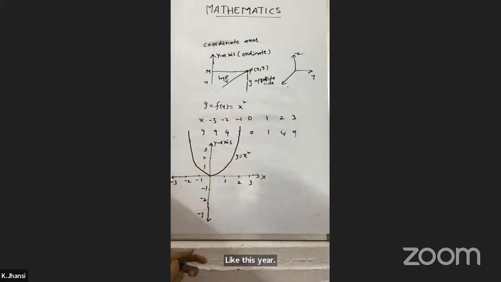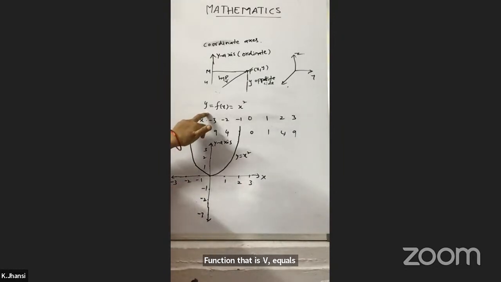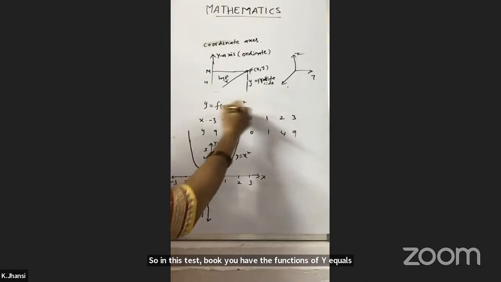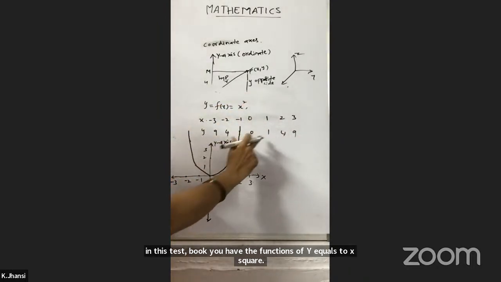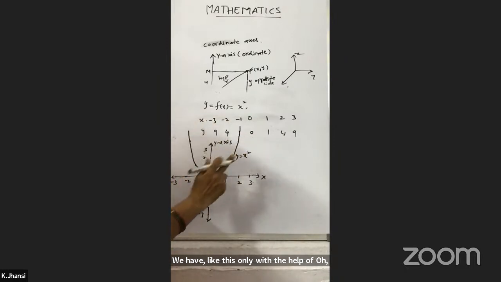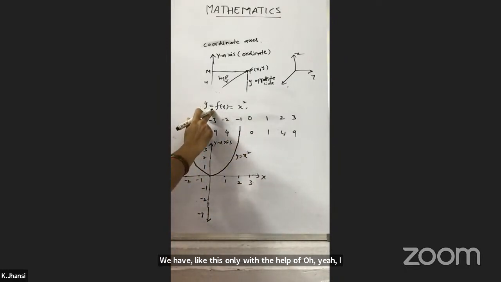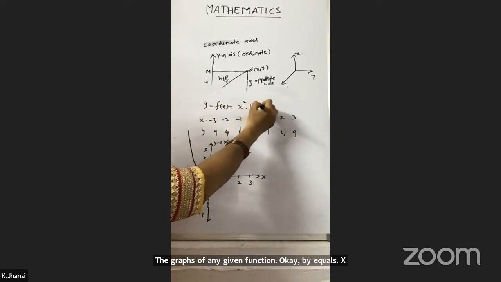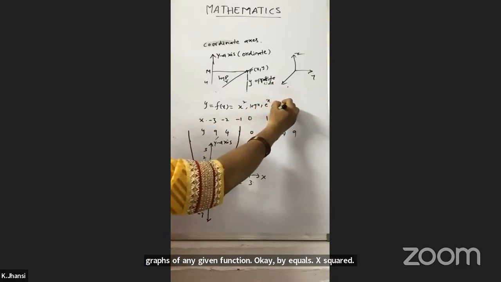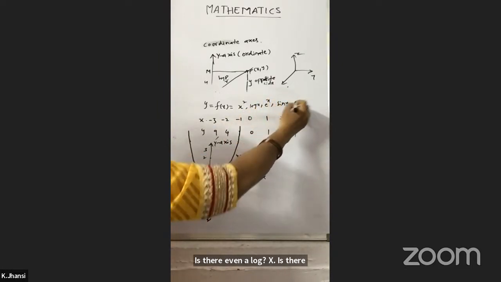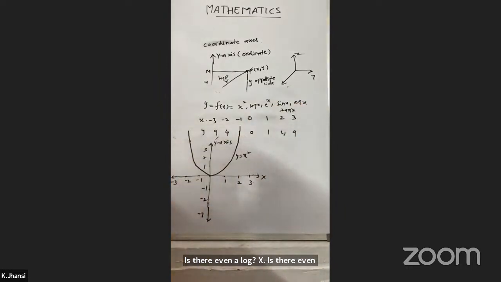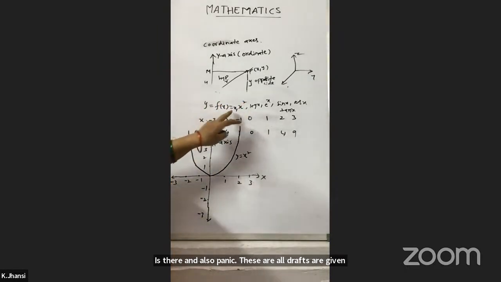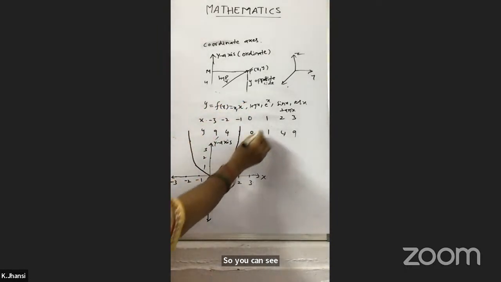Like this you can represent the graphs. In this textbook you have the function y equals x square. We have given the example like this. By taking the values you can find the graphs of any given function. Y equals x square is there, even log x, e power x, sin x, cos x, and also tan x. These graphs are all given in your textbook. You can see y equals x passes through the origin, a straight line.